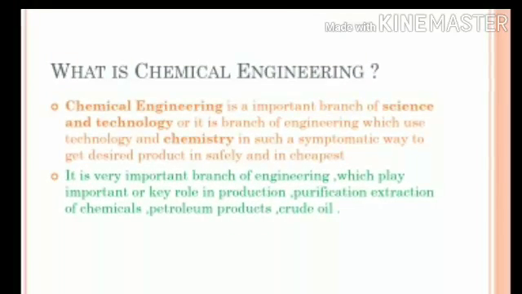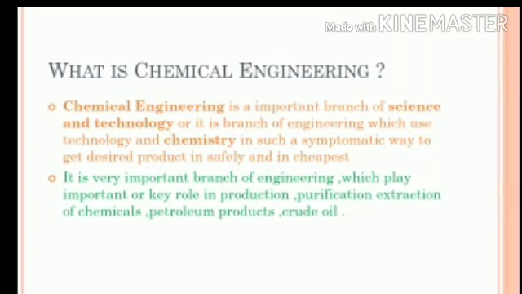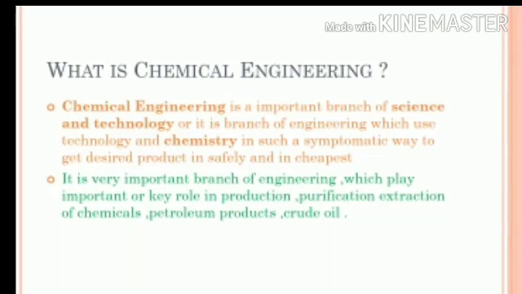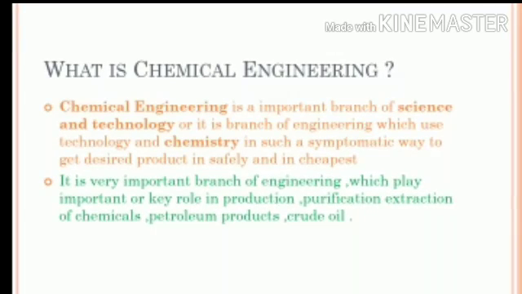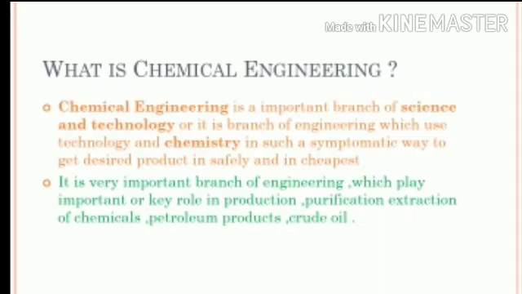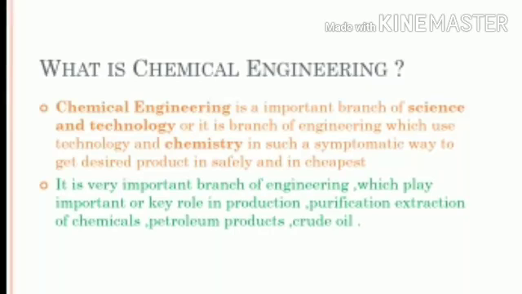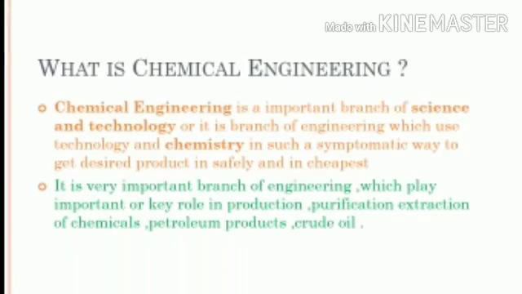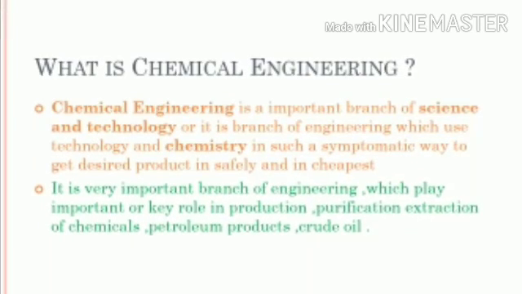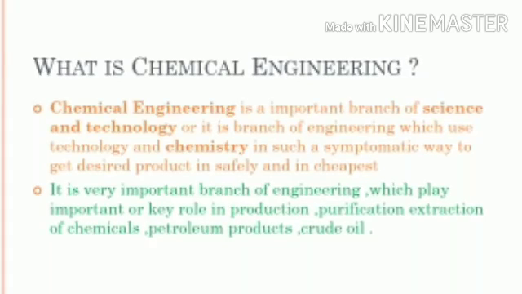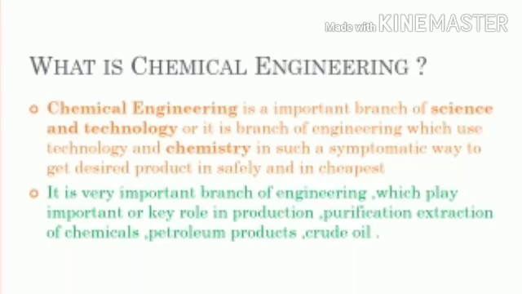Chemical engineering is a branch of science and technology, or a branch of engineering which uses different technology and chemistry, or a combination of both, in such a way as to produce a desired product in a safe manner and at the cheapest rate, which is useful for the growth of business. Products may be oil products, pharmaceutical products, chemical products, specialty chemical products, pharmaceutical intermediates, dyes and pigments, and many more products, including textile and biochemical products too.